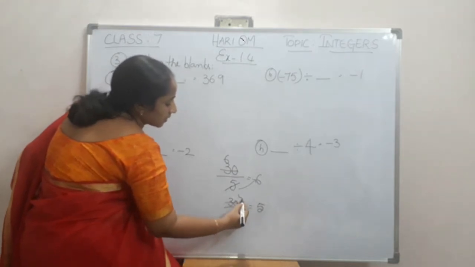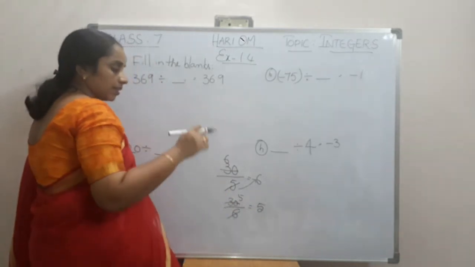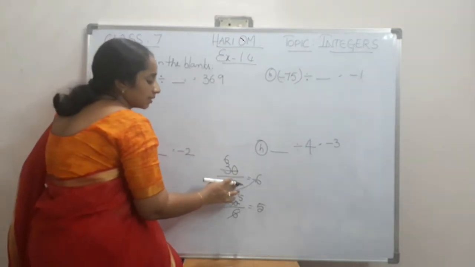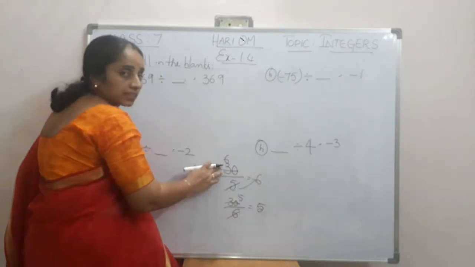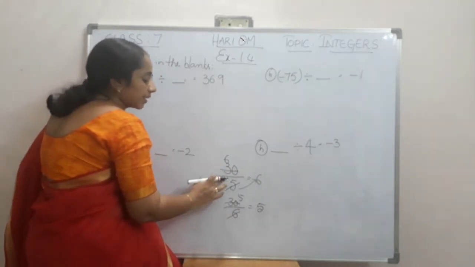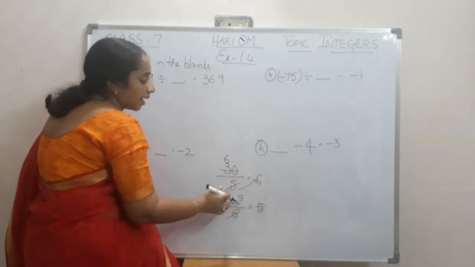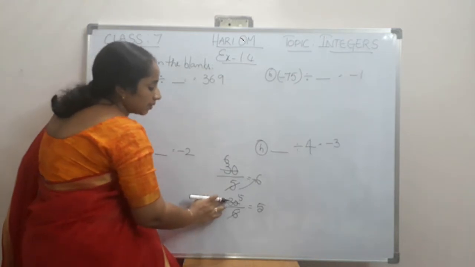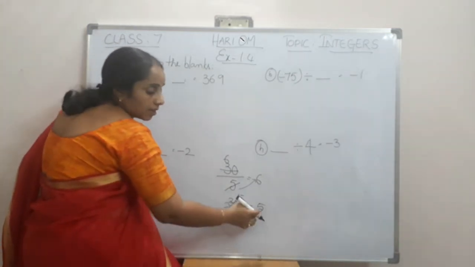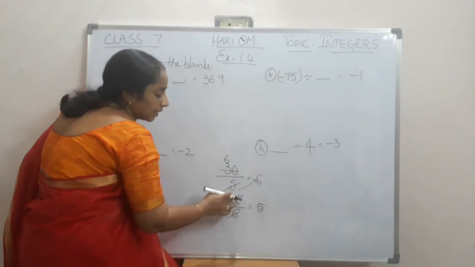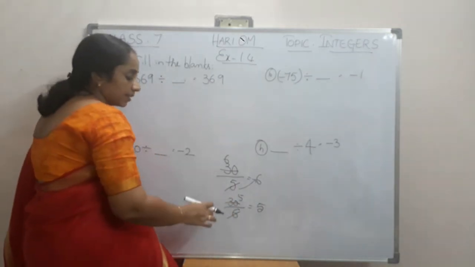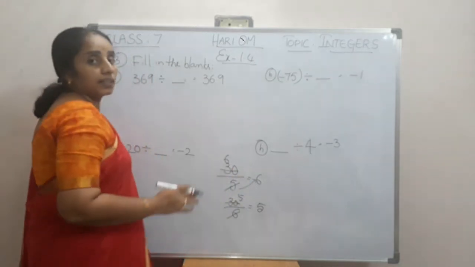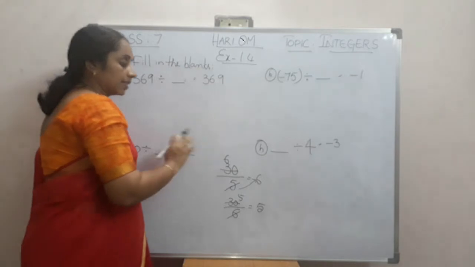6 ones, 6 fives. As you know from your lower classes, here we can say that these two are the factors of 30. So 30 divided by 5 is 6, and by multiplying 5 and 6 you will get 30. In the same way 30 divided by 6 is 5, and by multiplying 6 into 5 you will get 30. We can say that 5 and 6 are the factors of 30.